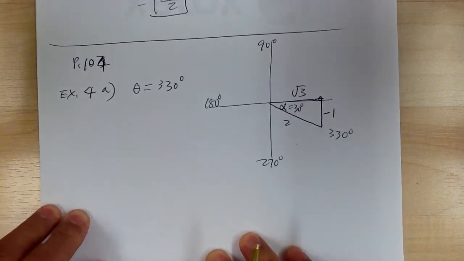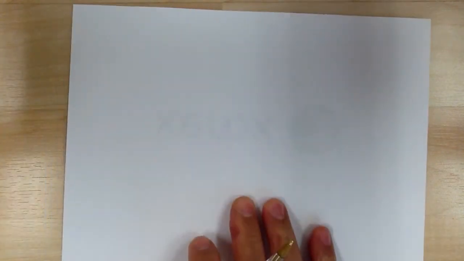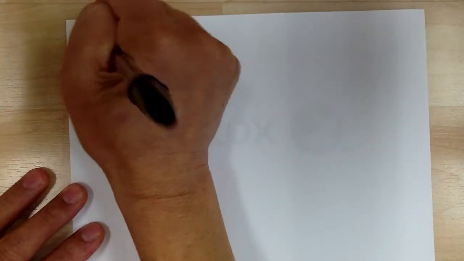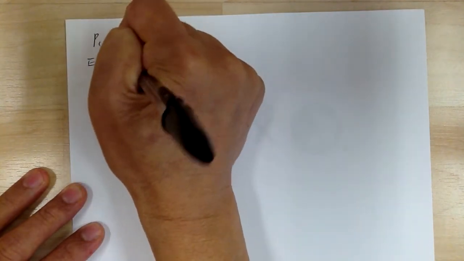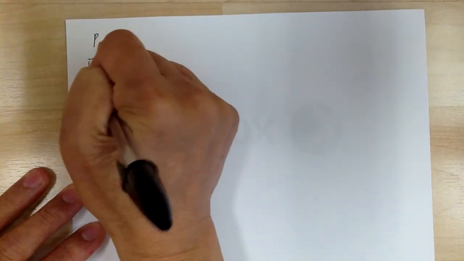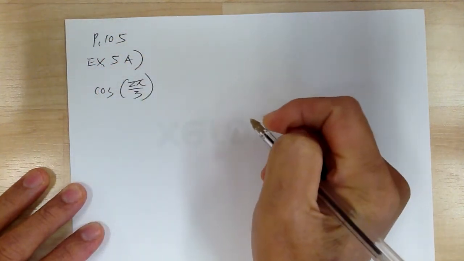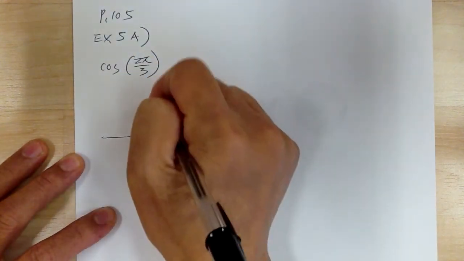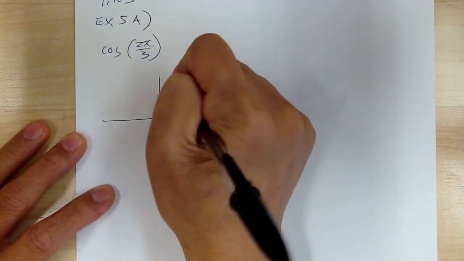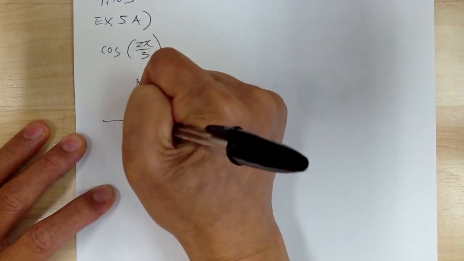So let's go to example 5. Let's go to page 105 and look at example 5. Start with A. You're looking for cosine of 2 pi over 3. So first, you need to draw the angle. So 2 pi over 3. Here's your 1 pi over 3, 2 pi over 3. So your angle is going to be right over here.